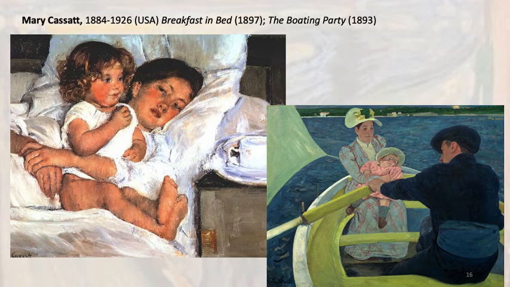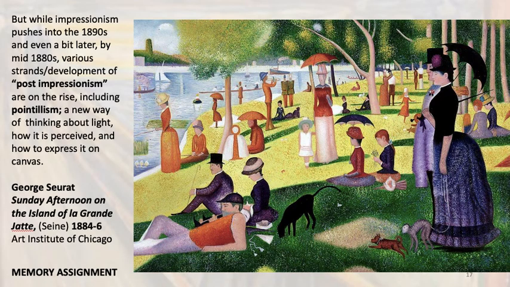Here we get to a new form of post-Impressionism with Georges Seurat's Sunday Afternoon on the Island of La Grande Jatte, I think it is, on the Seine. And here it's a pointillist, pointing with the paint to create a new way of thinking about light, how it's perceived, and how it is expressed on the canvas.